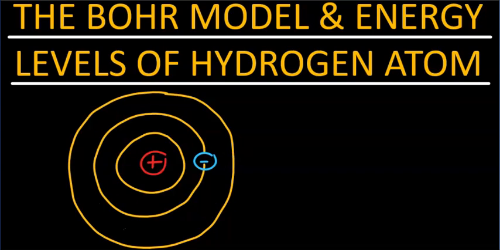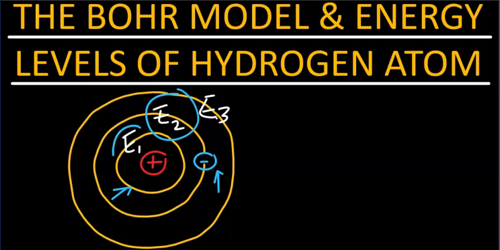One can associate definite energy with each orbit. For example, let's say the energy of the innermost orbit is E1, the second orbit, its energy is E2, E3, and so on. So when the electron is in the second orbit, it has an energy of E2. When it's in the innermost orbit, its energy is E1, and so on. And this electron can revolve around this orbit without emitting any radiation or energy.